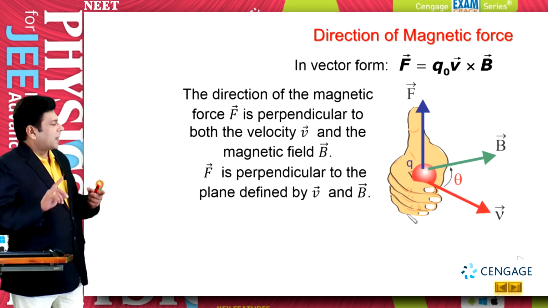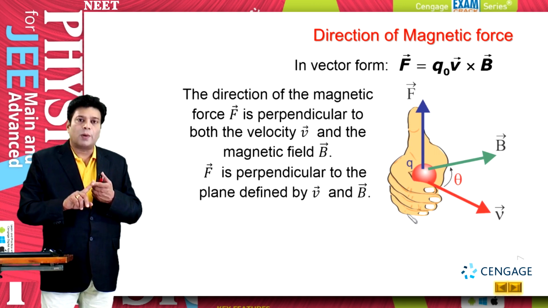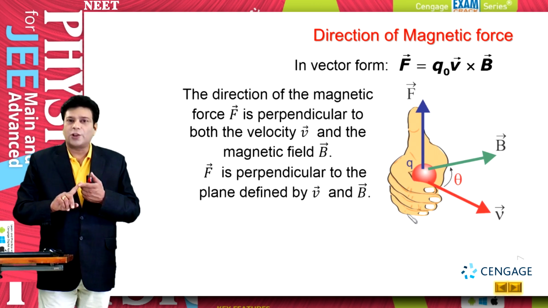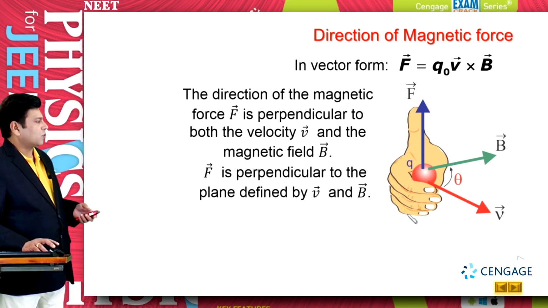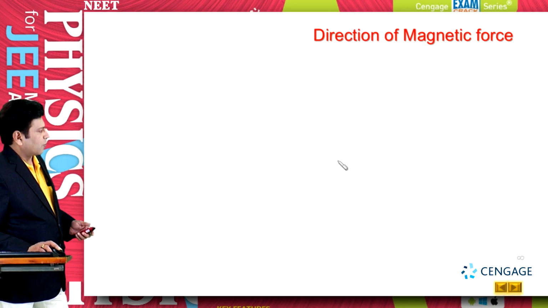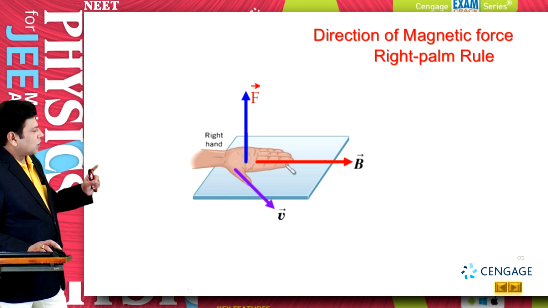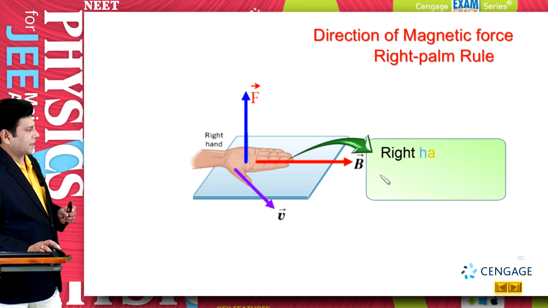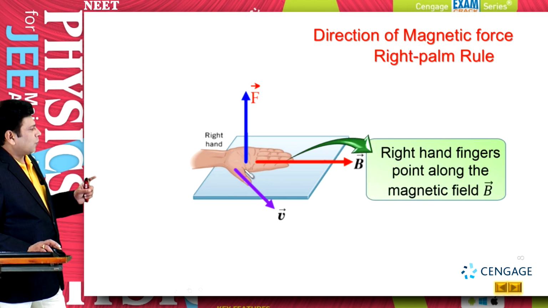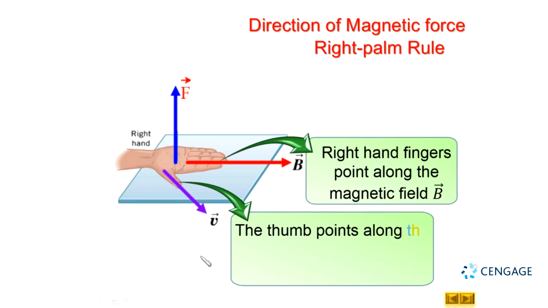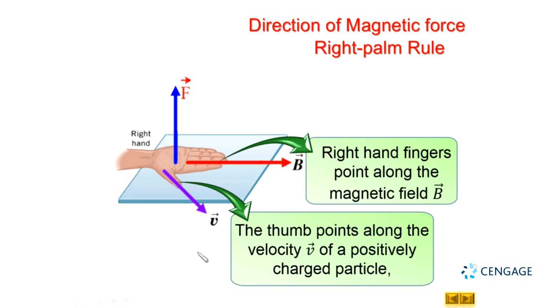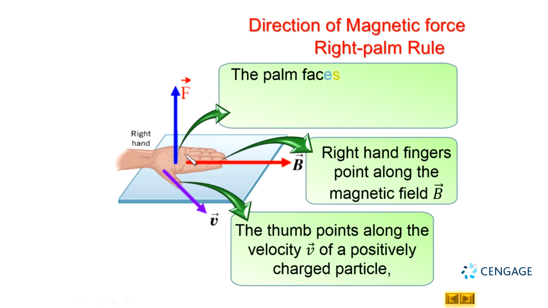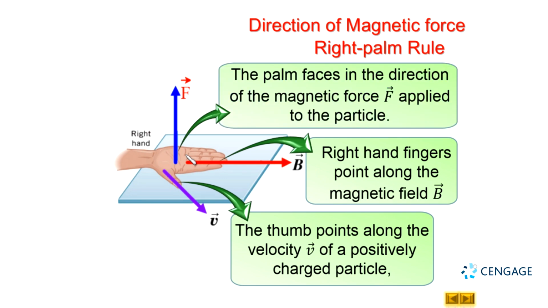Right? There is one more rule, that is the right palm rule. This right palm rule is very easy to apply and it is also a very useful rule. So let us learn the right palm rule. Suppose you stretch the fingers of the right hand in the direction of the magnetic field, like this. And the velocity of the charged particle is in the direction of the thumb of the right hand. So you can observe this direction, that's the palm direction, is facing the direction of the force, right? So this is the right palm rule.